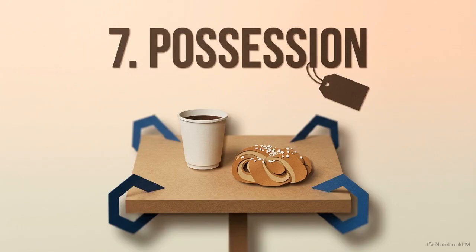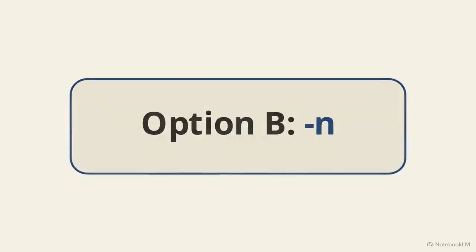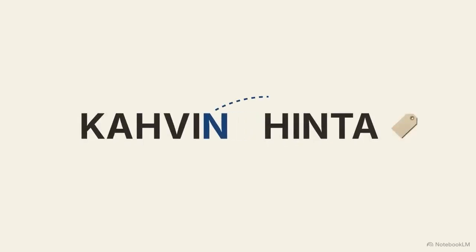Question 7. You want to say the price of the coffee. Use the hook that expresses ownership. Which of these 4 suffixes is the right choice? 5 seconds. The answer is option B, n. This is the genitive n hook. It creates ownership, making the literal translation coffee's price.